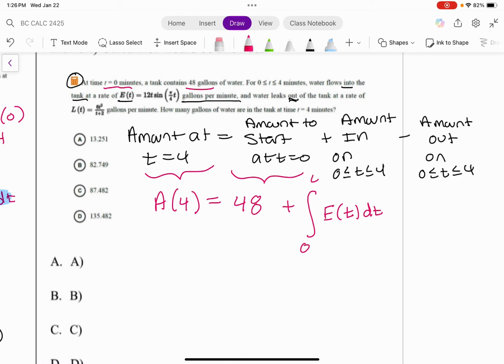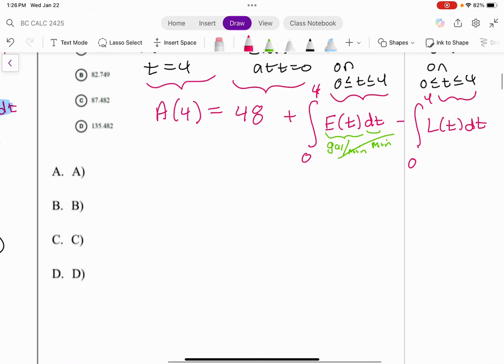So the amount that's gone in the 4 minutes is that integral. Again, just double check units. Does it make sense that this integral would give you an amount, in gallons? It does, because E of t is in gallons per minute, and then you're multiplying it by a change in time, which is minutes. So we're summing up the number of gallons that have come in the 4 minutes. And then we're going to get rid of the amount that's gone out. And that's this. Same thing, unit analysis works in the same way.